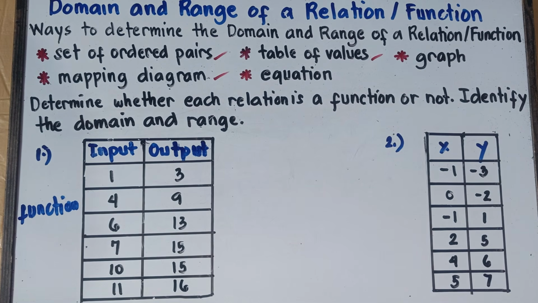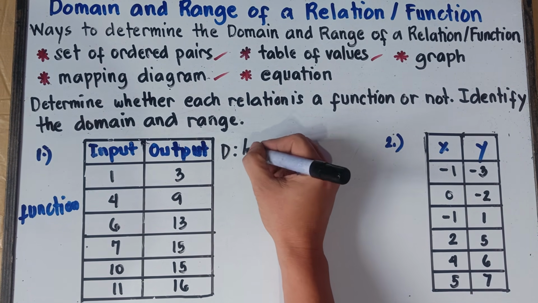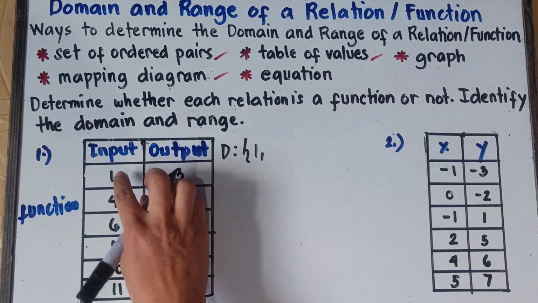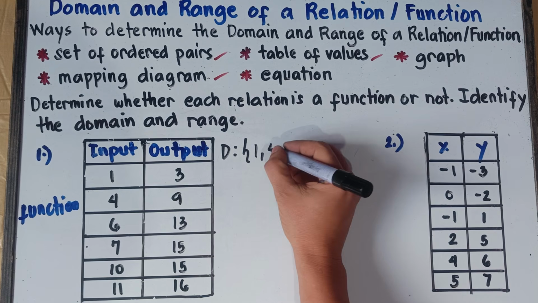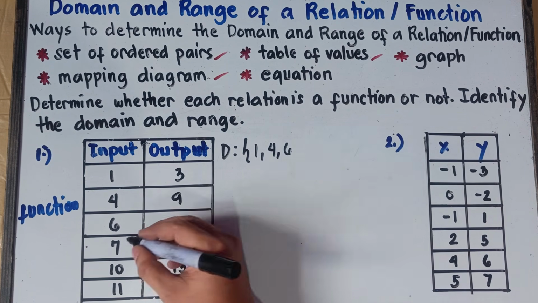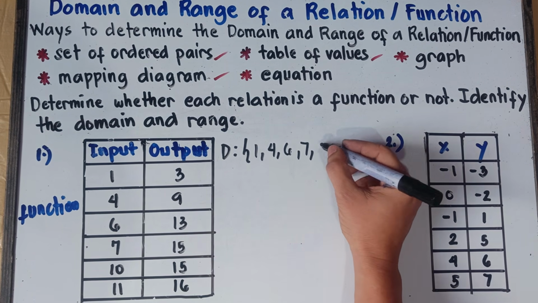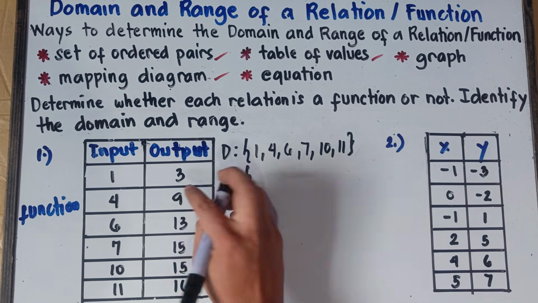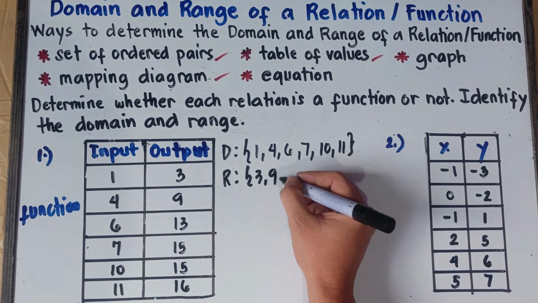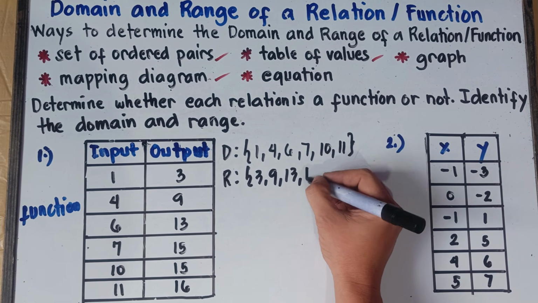Alright, so therefore, the domain. Once again, class, the domain will be the x values, the input. So we have positive 1, positive 4, positive 6, positive 7, positive 10, and then 11. Alright, and then for the range, we have positive 3, positive 9, positive 13, positive 15.